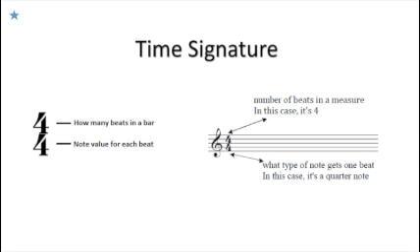Now, when we look for a time signature in music, it is on the staff, and it is always after the clef. Now, like I said, the top number tells us the number of beats in a measure. For this case, since it's a number 4, it's going to be 4 beats per measure. The bottom number tells us what type of note gets 1 beat. In this case, when we see a 4, it is a quarter note.